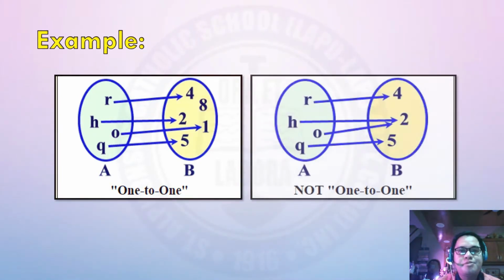The second example shows a function that is not one-to-one. Please take note, class, that every element of the function's range is the image of at most one element of its domain. The term one-to-one function must not be confused with one-to-one correspondence, which are functions in which each element in the range is an image of exactly one element in the domain.